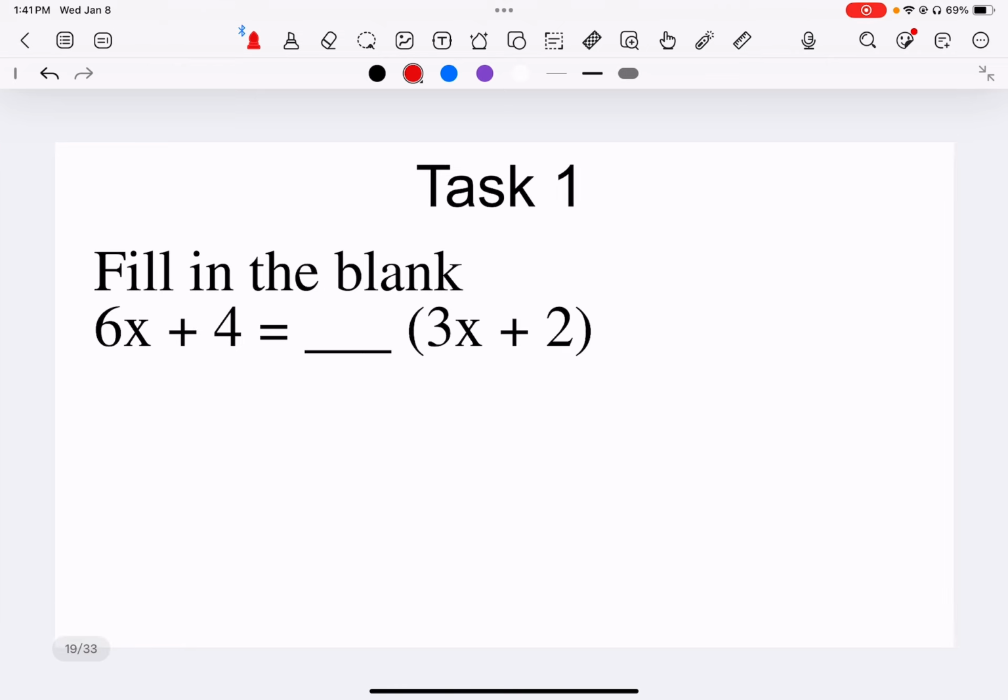We have to fill in the blank. So here we're leading into the factoring process. We have 6x plus 4 equals some number times 3x plus 2. I know that in order to get the 3x to be 6x, I'm going to have to multiply it by 2. So I'm going to have the 2 on the outside. And I can check by distributing. 3 times 2x is 6x. 2 times 2 is 4. So it's 6x plus 4.